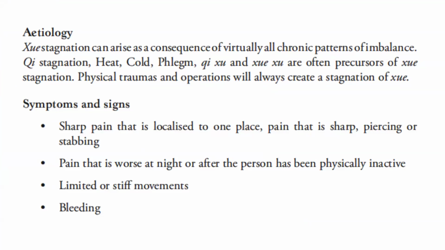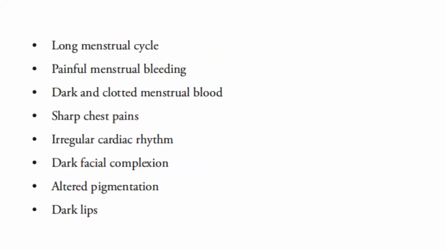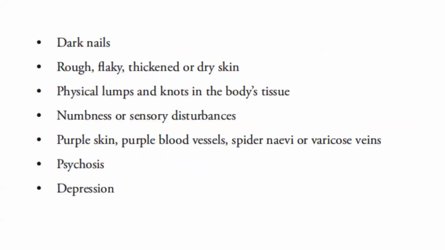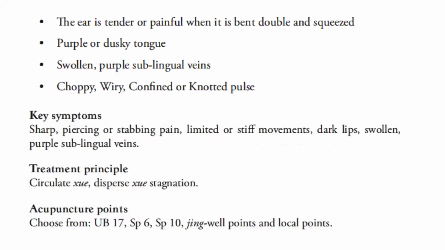Symptoms and signs of this are sharp pain that is localized to one place, pain that is sharp, piercing, or stabbing, pain that is worse at night or after the person has been physically inactive, limited or stiff movements, bleeding, long menstrual cycles, painful menstrual bleeding, dark and clotted menstrual blood, sharp chest pain, irregular cardiac rhythm, dark facial complexion, altered pigmentation, dark lips, dark nails, rough, flaky, thickened, or dry skin, physical lumps and knots in the body's tissue, numbness or sensory disturbances, purple skin, purple blood vessels, navy or varicose veins, psychosis, depression.